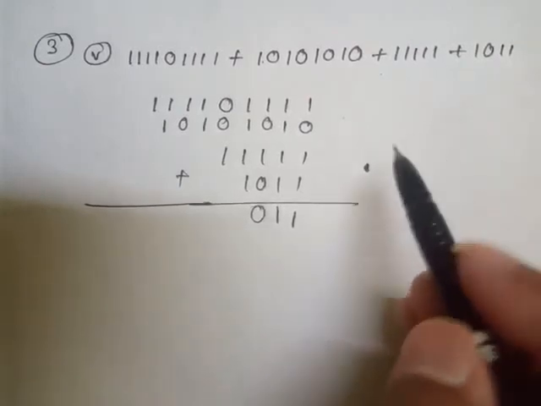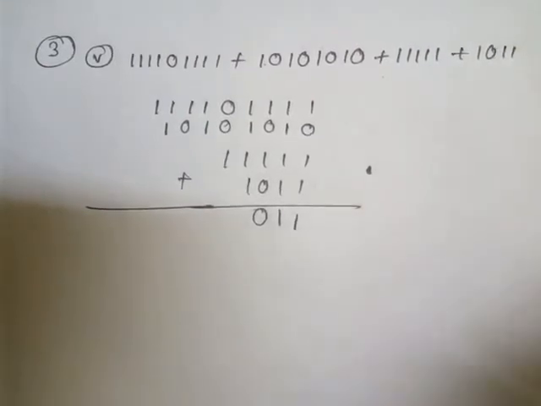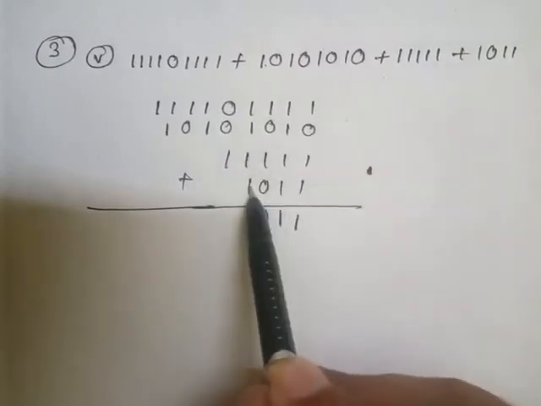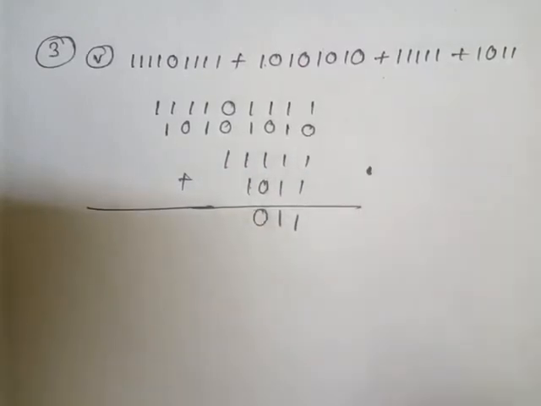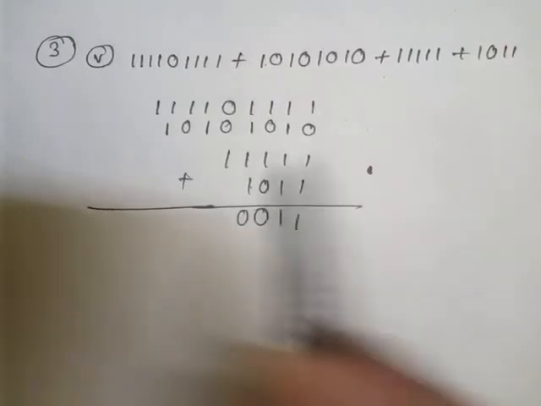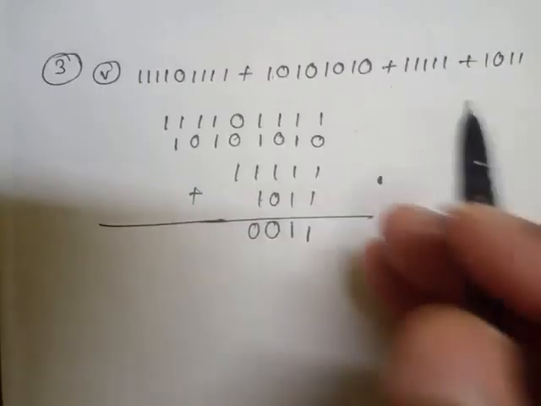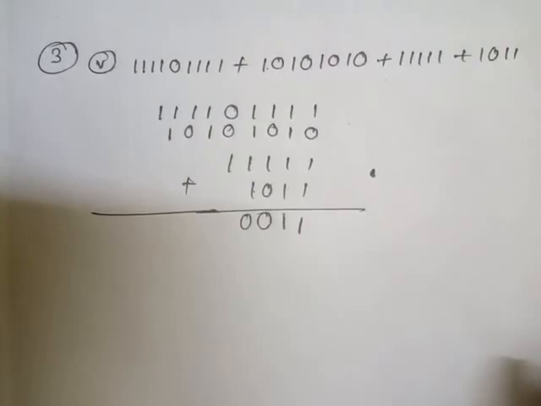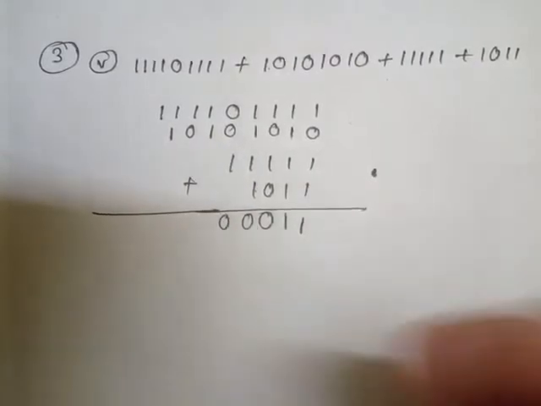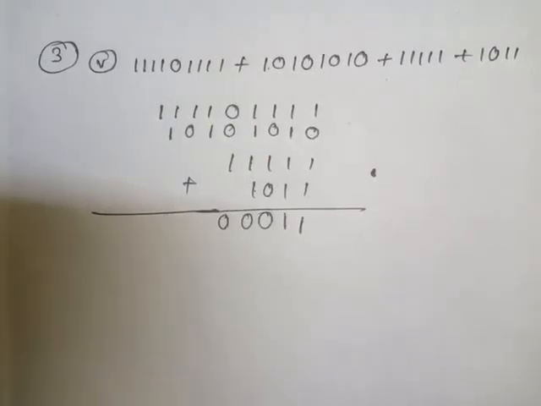0 and carry 10. Next would be 1 plus 1 is 2, 2 plus 1 is 3, 3 plus 1 is 4. If it is 4, then carry 2 again, which means 6. If it is 6, then 110. So again 0 and carry 11. And this 11 means 3. 3 plus 1 is 4. 4 means 100. So 0 will be here and carry 10.